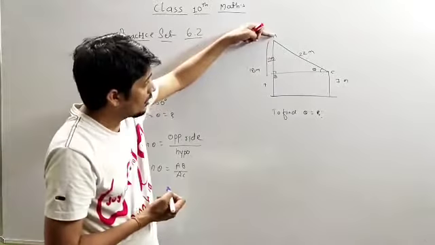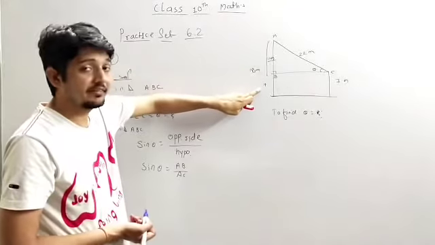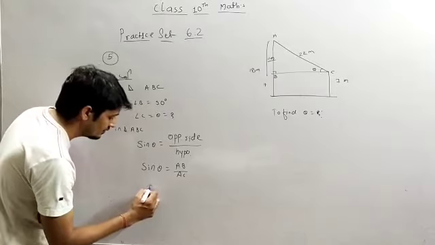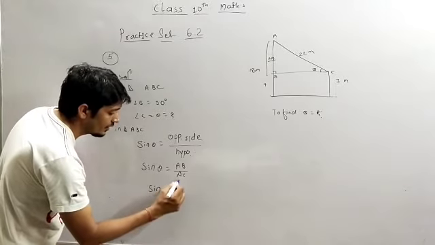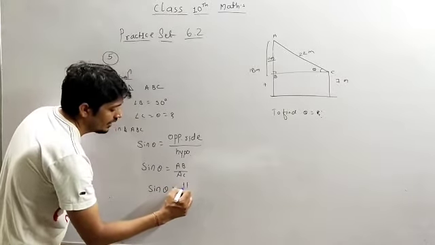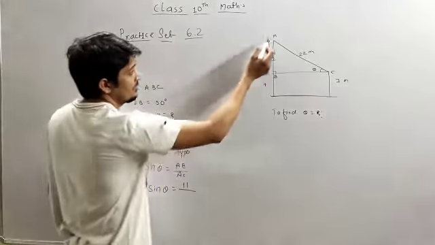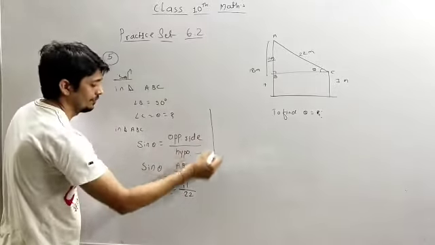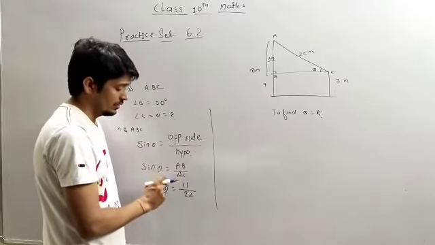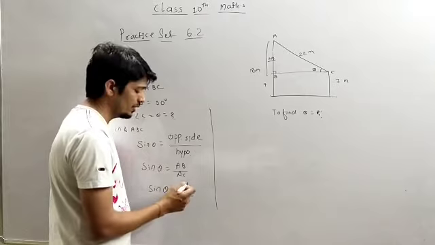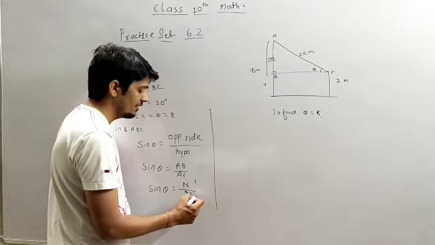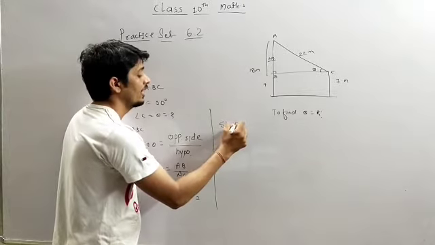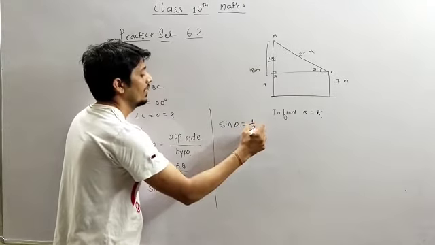The length of AB is 18 minus 7, and 18 minus 7 is 11. So sin theta equals AB, which is 11, divided by AC. AC means the hypotenuse, which is 22. So 11 divided by 22 is 1 by 2. 11 ones are 11 and 11 twos are 22. So we can write sin theta equals 1 by 2.